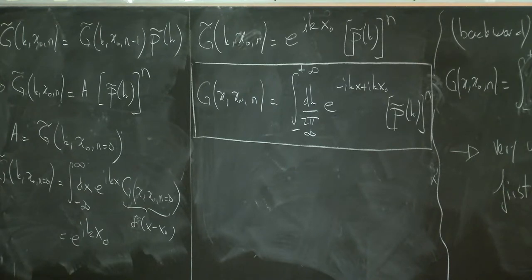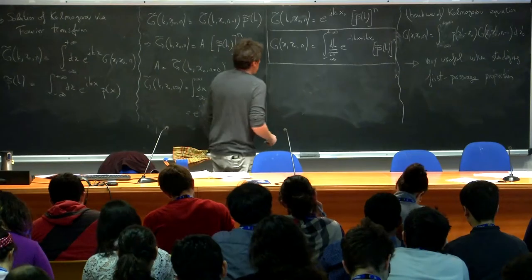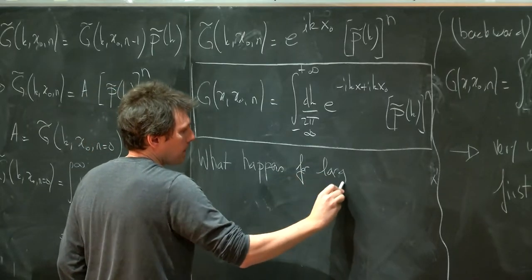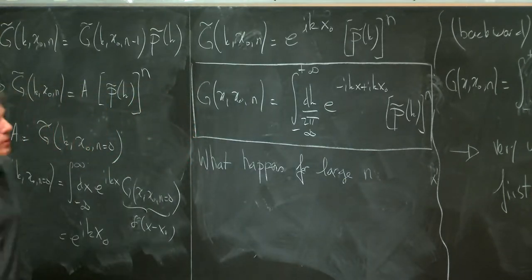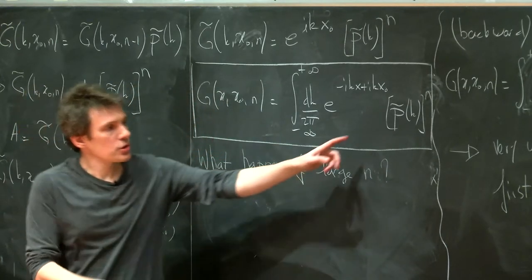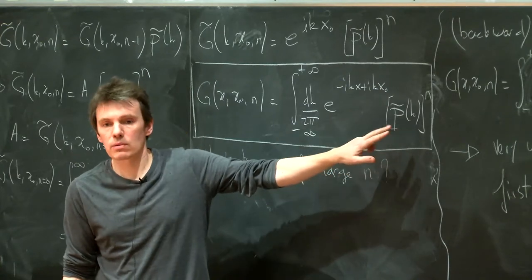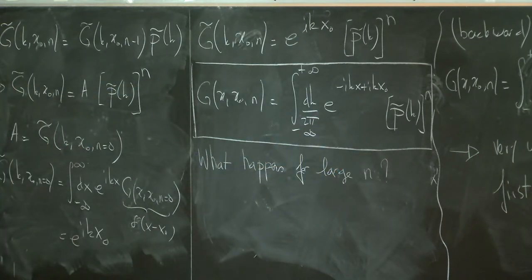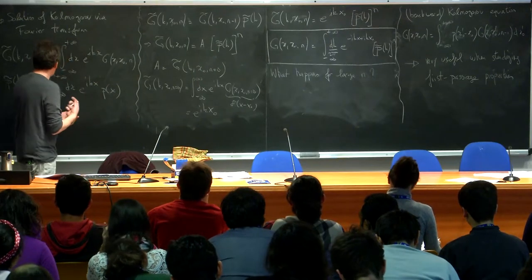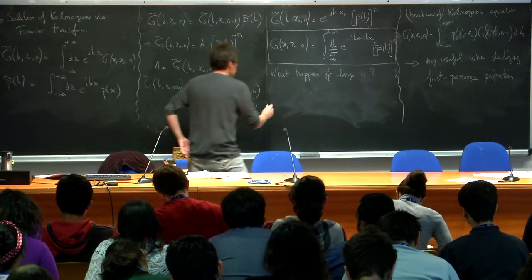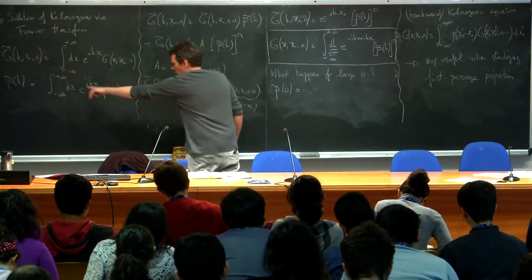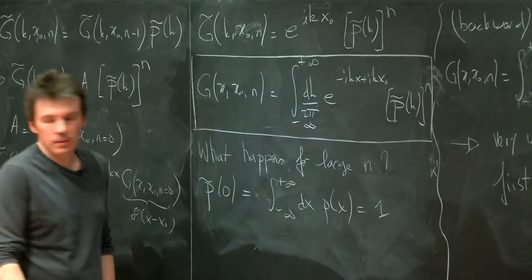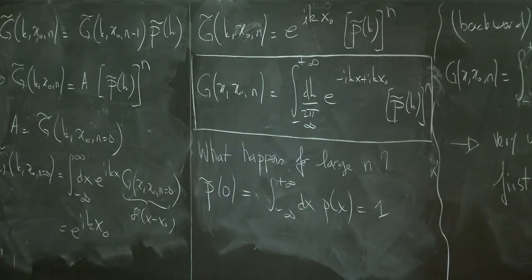Now the question is what happens in the large n limit, of course. When n is very large, it depends a little bit on the value of p tilde k, right? Whether it's smaller or greater than 1. Now, obviously, this p tilde of k is smaller than or equal to 1. To see that, let's first look at p tilde of 0. Well, p tilde of 0 is just the integral of p of x, which is just 1, because the jump density is normalized.